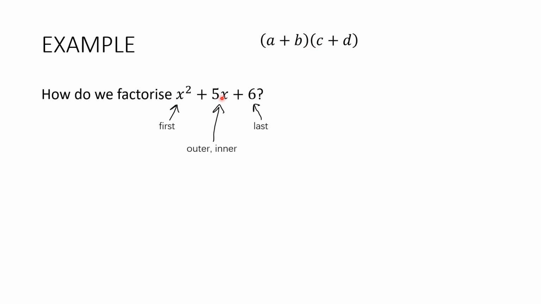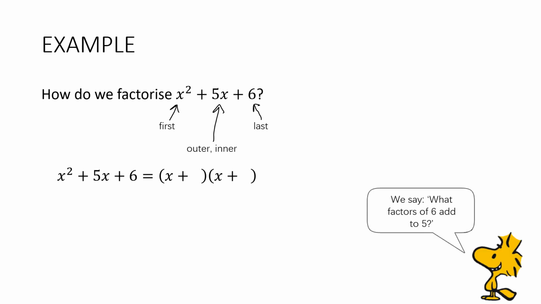So let's have a go at factorising it. Firstly, I know the only way to get x squared has to be x times x, so I'm going to put that in. Secondly, I know that the signs are going to be positive, so I'm going to put plus and plus in. Now this is what we say to ourselves: what factors of 6 add to 5? That has to be 2 and 3, doesn't it? Order is not important here. We can write (x + 2) multiplied by (x + 3), or the other way around.